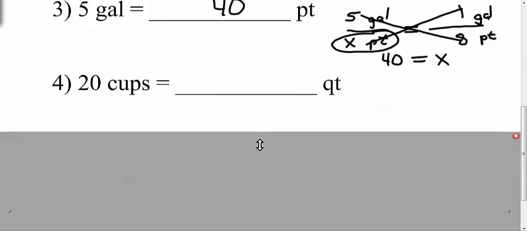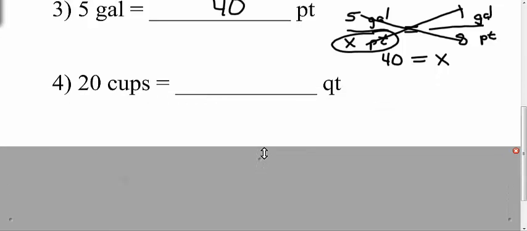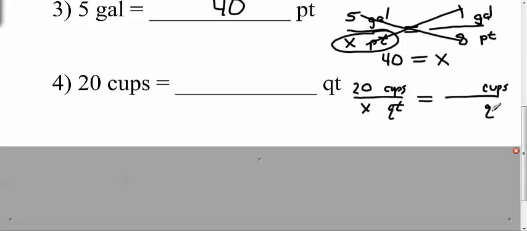Pretty simple method if you know your equivalents. So cups and quarts. So we are given that we have 20 cups, and we do not know how many quarts. So in the other ratio, we need to put cups to quarts. And on the right hand side is where you have to use the known information or the memorized information.